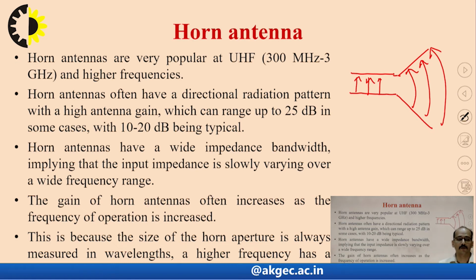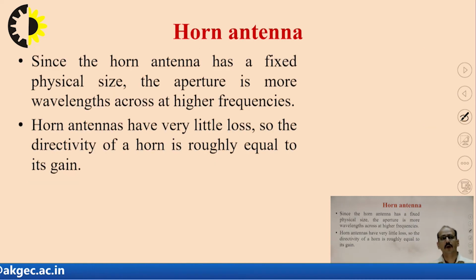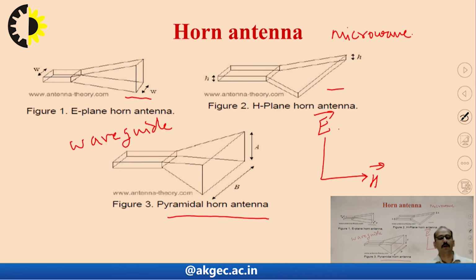That is also very useful for the satellite, because space, weight and all the parameters play an important role in the construction of the satellite. So a horn antenna has a fixed physical size, its aperture is more wavelengths across at higher frequency, and also horn antennas have very little losses, so the directivity of a horn is equal to its gain. Then this is about horn antenna.